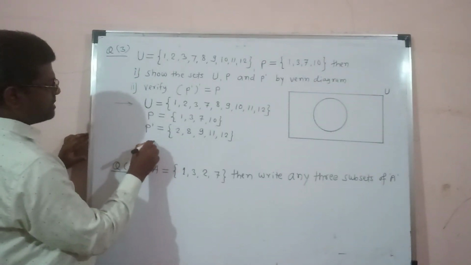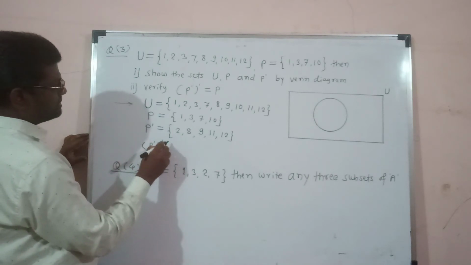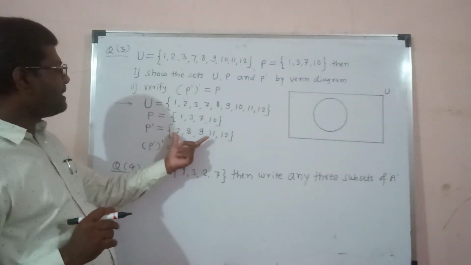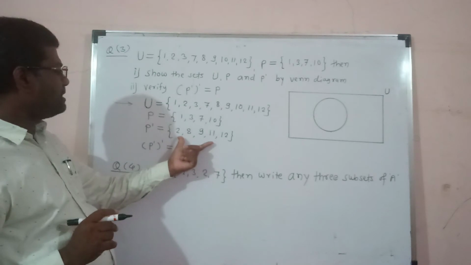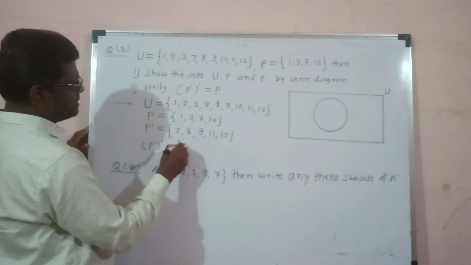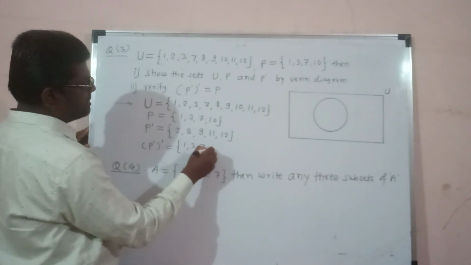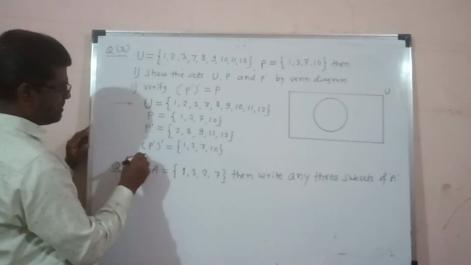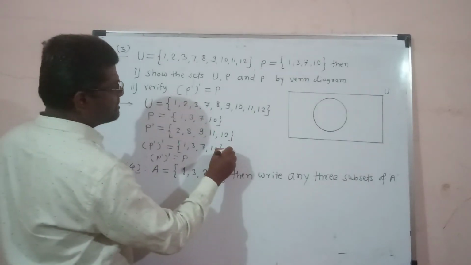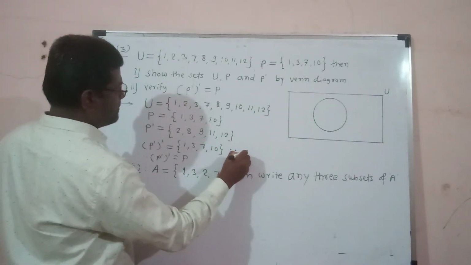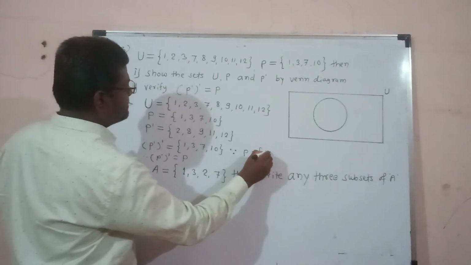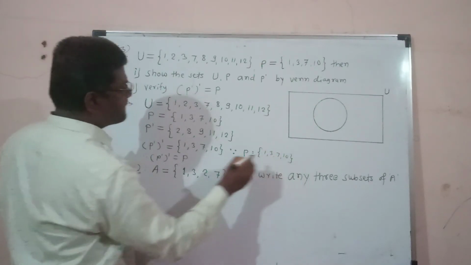Now P dash of P, that is P dash of dash, is the set of elements that are in U but not in P dash. So the elements will be 1, 3, 7, 10. Therefore P dash of dash is equal to P, since P is equal to the set of elements 1, 3, 7, 10.